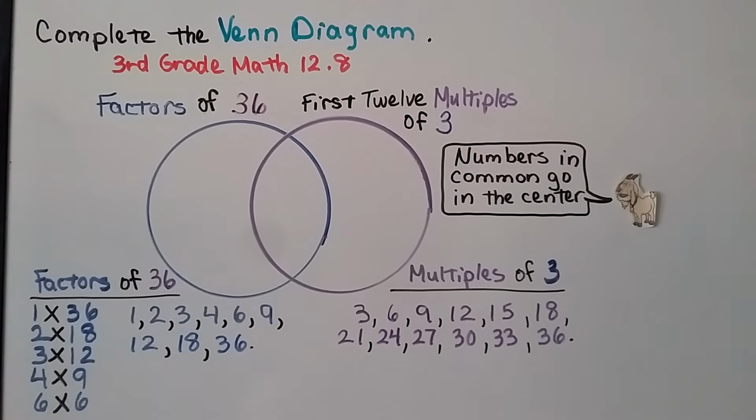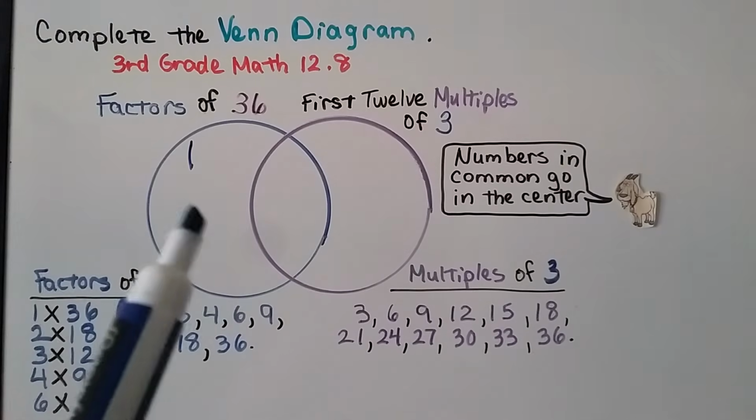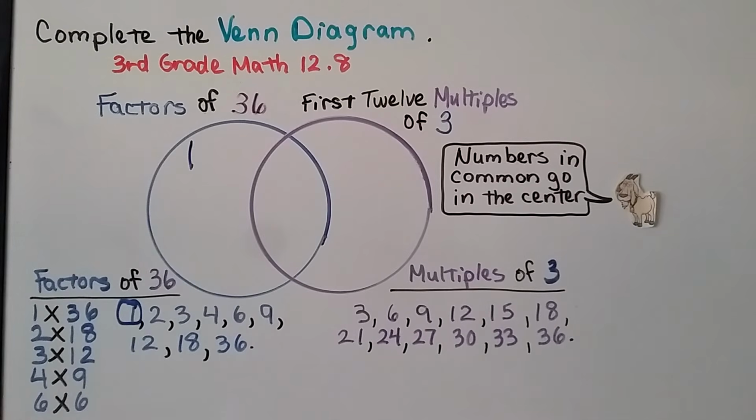And any numbers that they have in common can go in the center. And to keep track, we can circle the ones that we've used or cross them out. So we have a 1 as a factor of 36, but I don't see it on the list of multiples, so 1 would go only on that side. I see 2 as a factor of 36, but I don't see it in the list of multiples, so 2 is only going to go on this side.